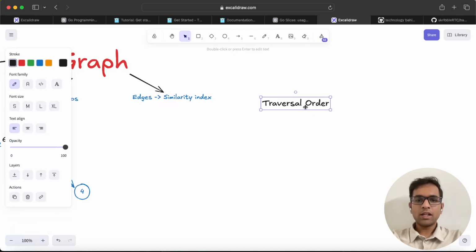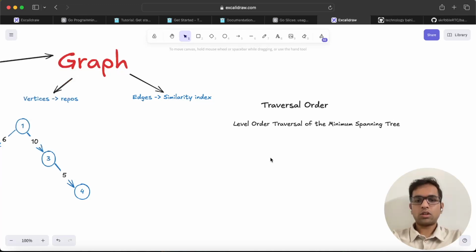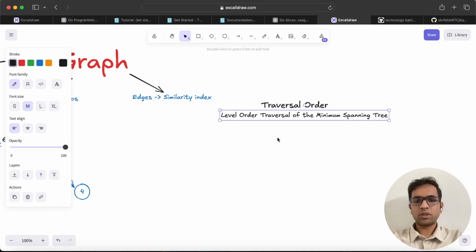So for that, what they have done is they have taken a level order traversal of the minimum spanning tree of this graph. So we know about minimum spanning tree. What is a minimum spanning tree?